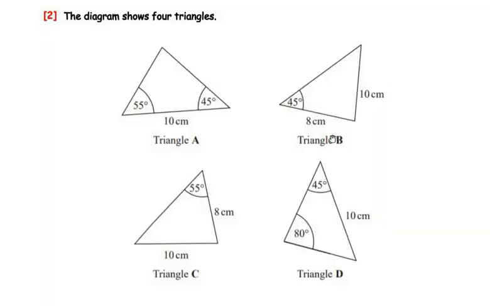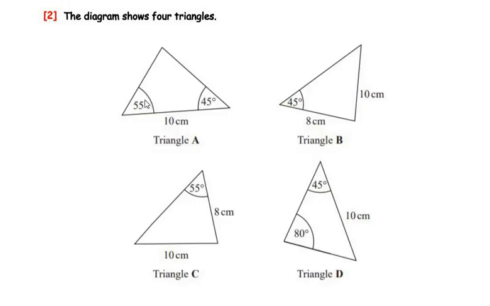Now let us first look at triangle B and triangle C. Now in triangle B we have a 45-degree angle. Then we have the side length 8, then we have the side length 10. Now in triangle C we have the angle 55 degrees, then the side 8 and then the side 10. So these 2 triangles are not congruent because they are not exactly the same. Let us look at triangle A and triangle D.